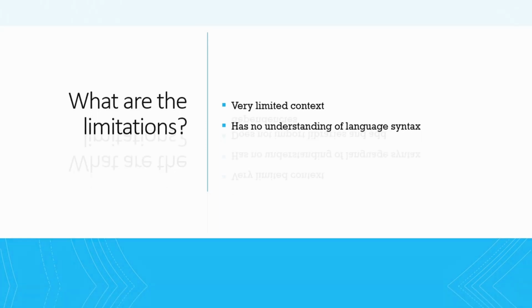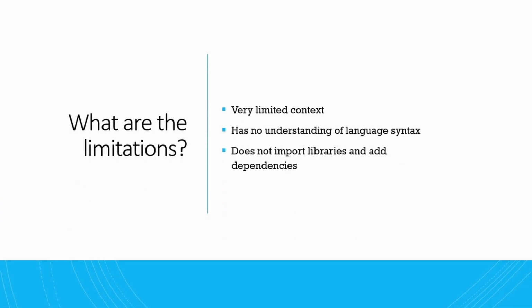GitHub Copilot does not import libraries and add dependencies. While other tools that provide code completion also have the ability to automatically import libraries and add dependencies, GitHub Copilot cannot do any of these tasks. It can only generate the code.